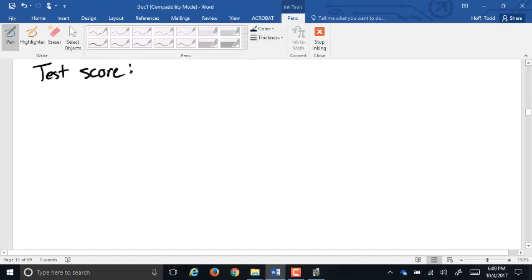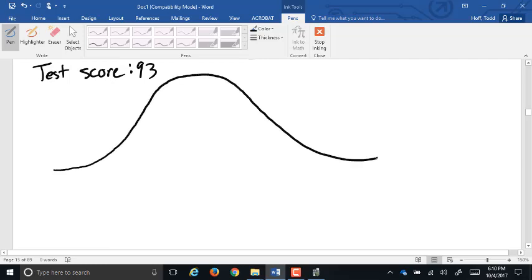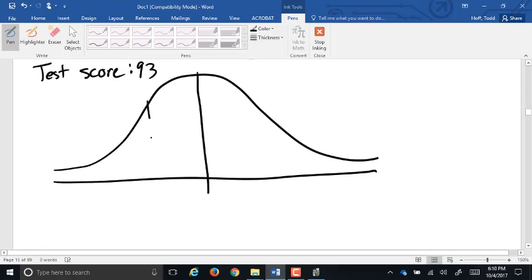Your test score is a 93. And you want to know, is that a good score or a bad score? Well, this curve does not change. I didn't say 93 out of what, by the way. Doesn't really matter. We still have the center of the curve.